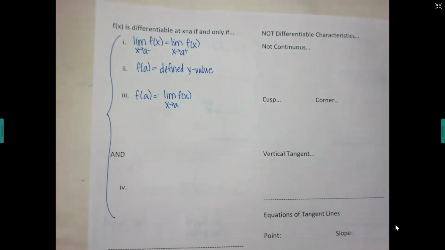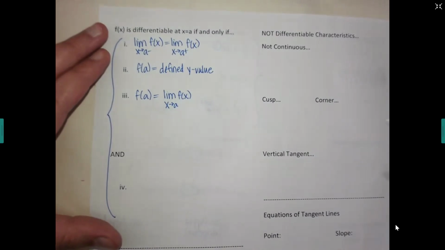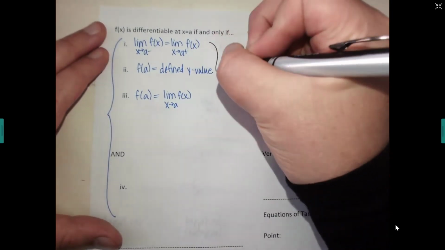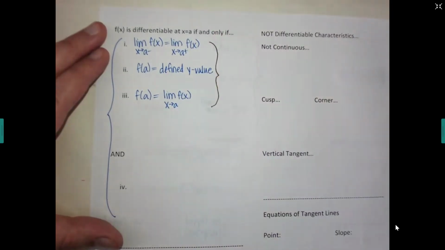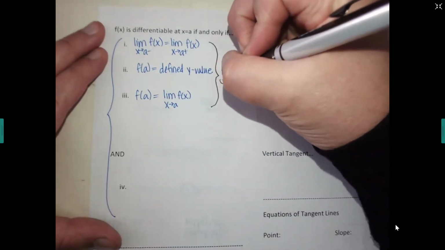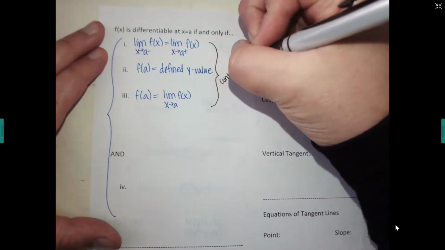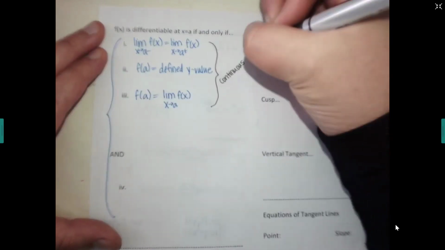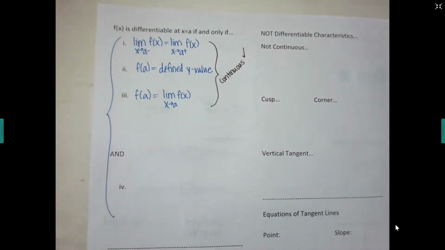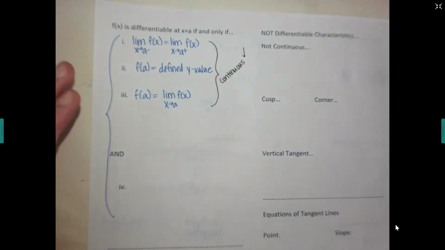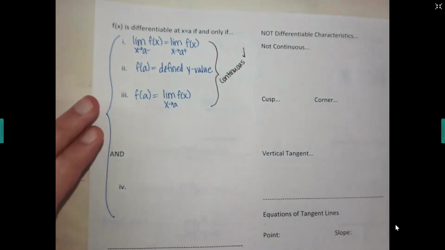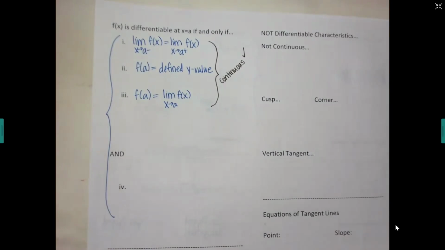Continuity. So these steps are a repeat: in order for your graph to be differentiable, it has to be continuous first. Okay, so I'm going to put continuous with a little check. Those steps are old. You already did those on test number 1.